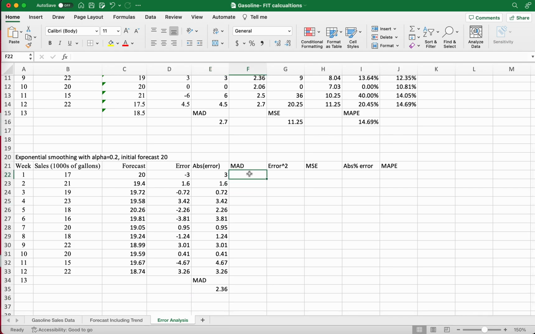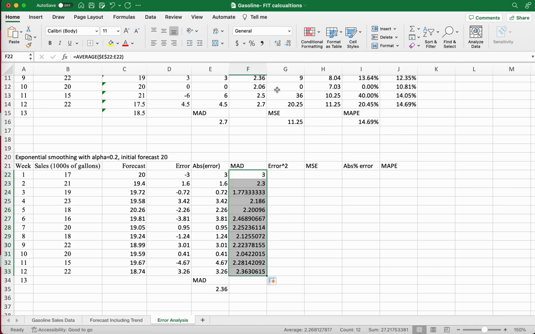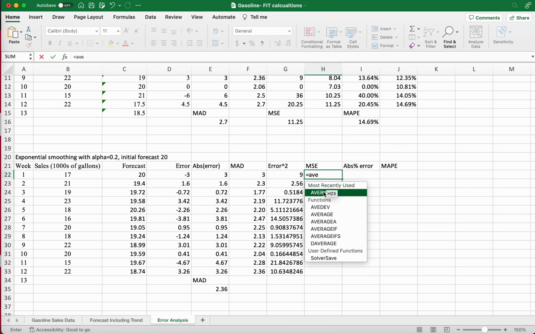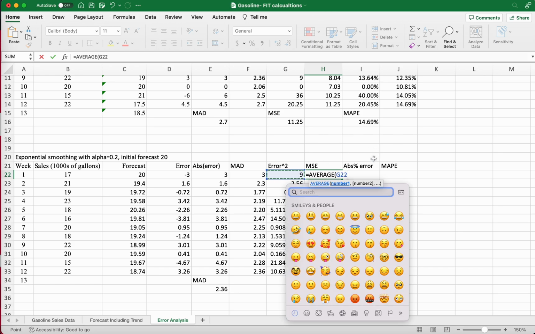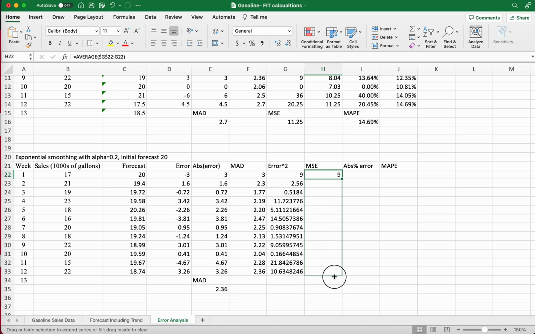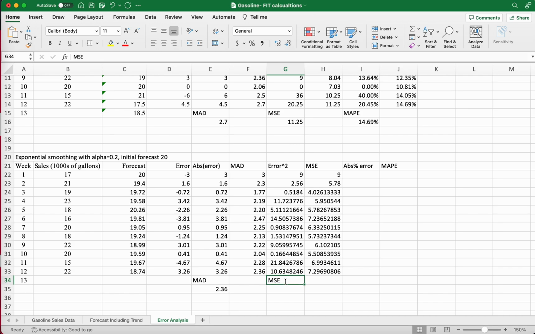Okay, so we can do a running total. Okay, 2.36. So then let's also square the errors. Errors squared. So the MSE is the average. How come I always misspell average? Average of all of these numbers.